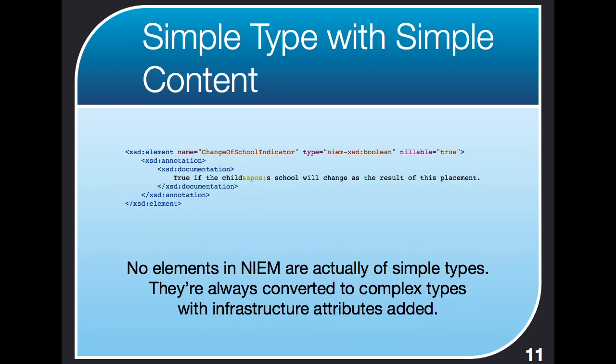So you won't actually see that. So it's a bit of a misnomer. Conceptually, you can think of them as simple types with simple content in that the only attributes added are infrastructure pieces and not actual NIEM content pieces. But technically, they really are complex types with simple content.